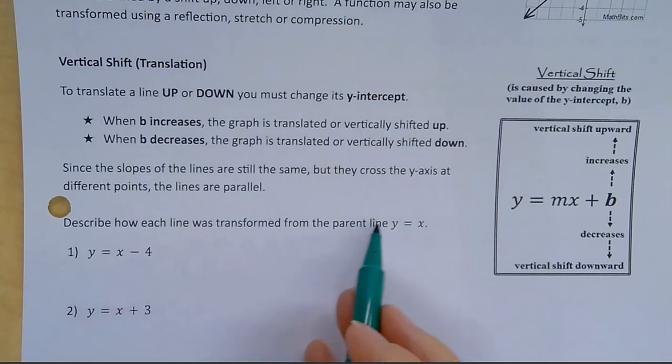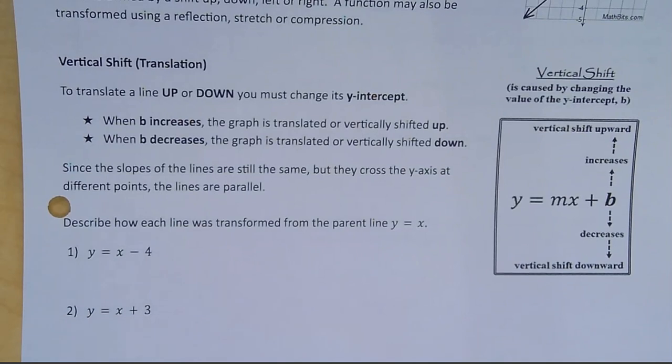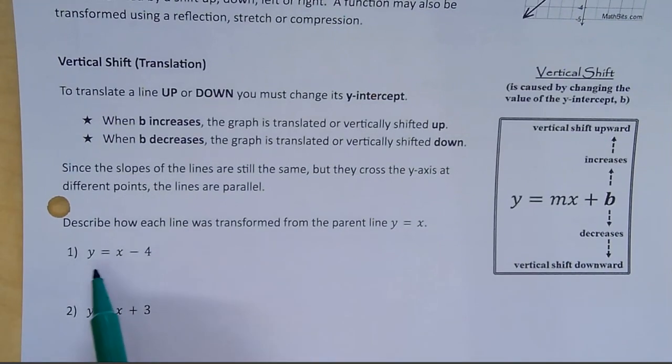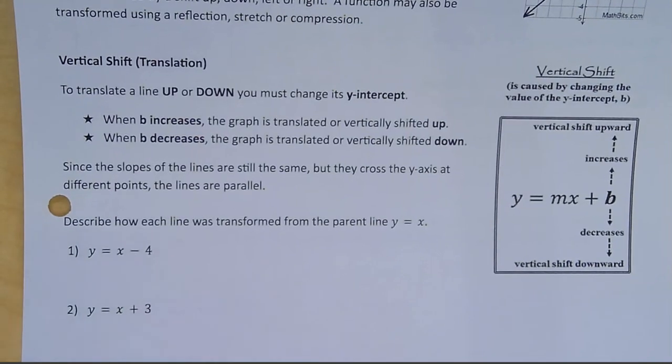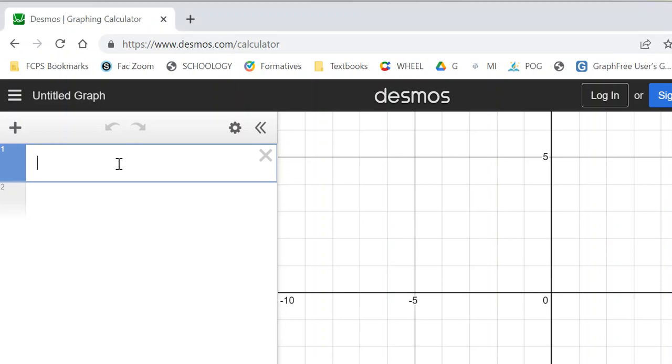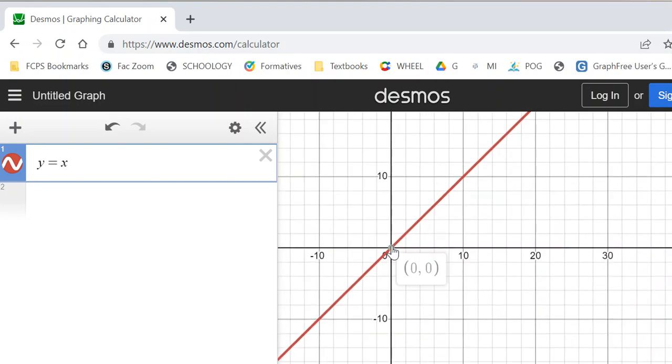So I'm going to use these examples right here, but I'm going to click over to Desmos. So keep in mind, we're going to do y equals x minus 4 and see what happens. And we're going to do y equals x plus 3 and see what happens. Okay, so once I'm in Desmos, I'm going to put the original line in our paper that we just had. The original line was y equals x. And so here we are crossing through the origin, and we have a slope of 1. Okay, that's my original line.